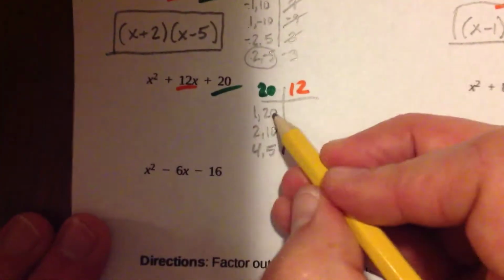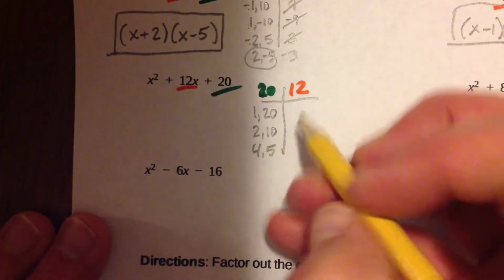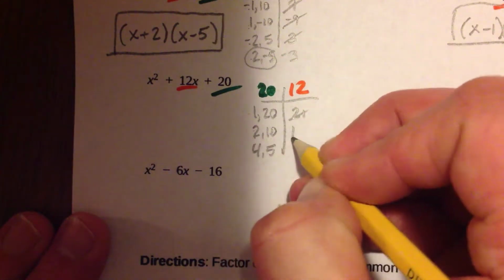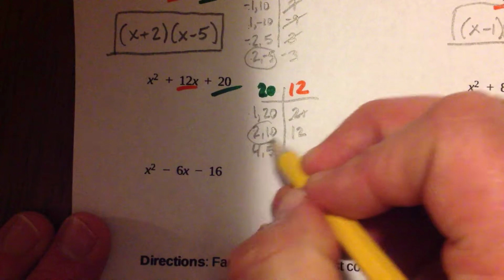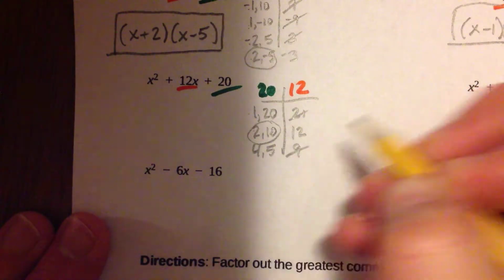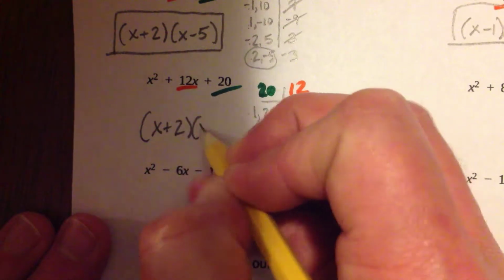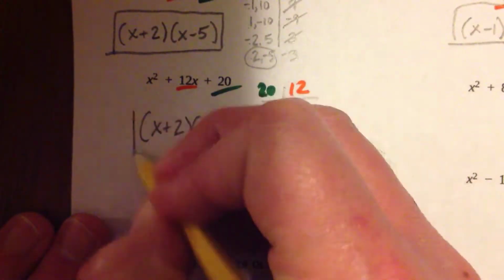So I'm looking at all these factors right here, which pair adds up to 12? If I look, 1 plus 20, that's 21. That's out. 2 plus 10 is 12. That's the right answer, because 4 plus 5 is 9, and that one doesn't work. So again, my answer, since they're both positive, x plus 2, x plus 10.